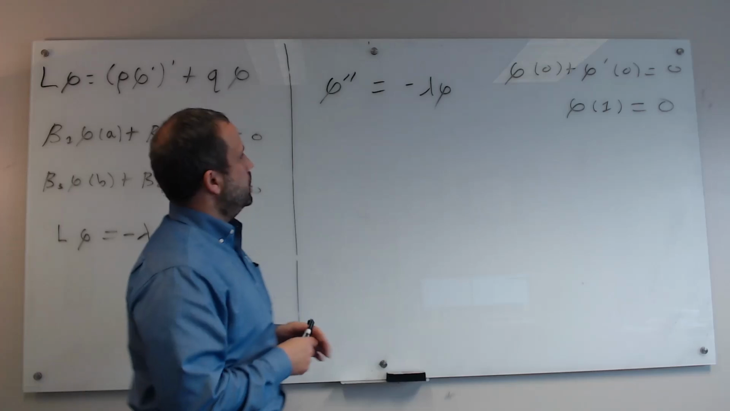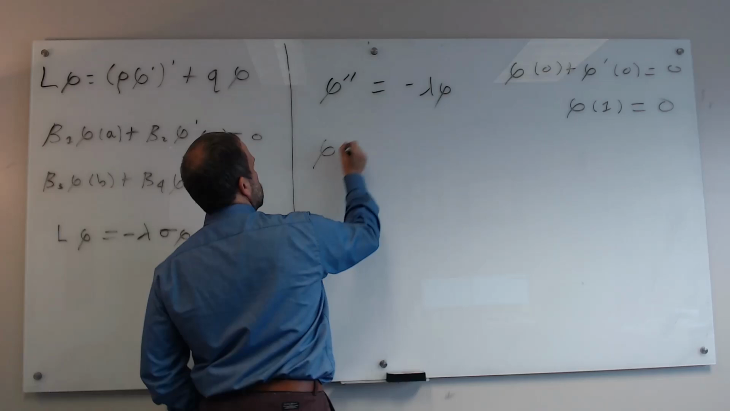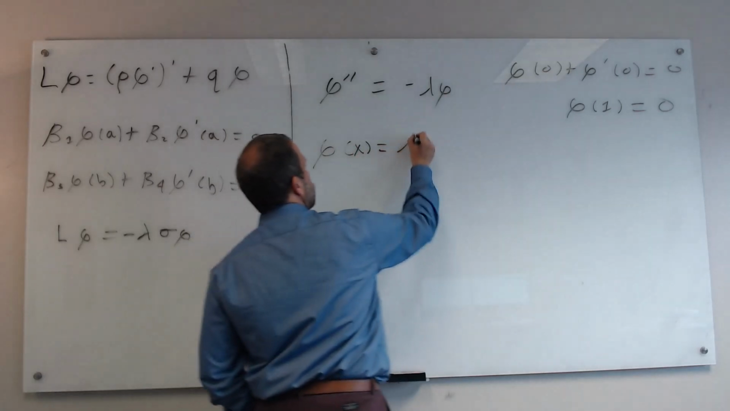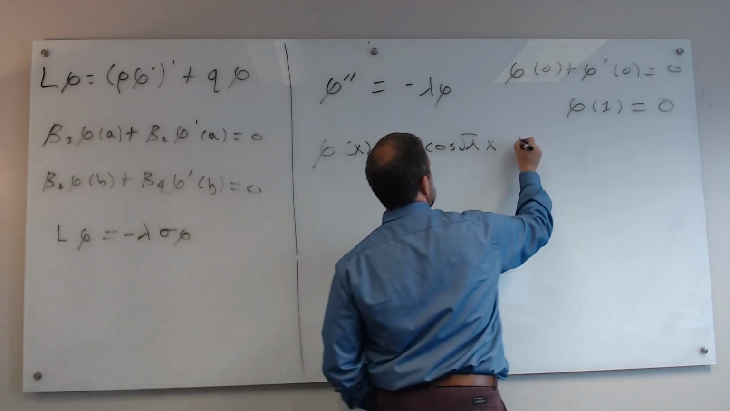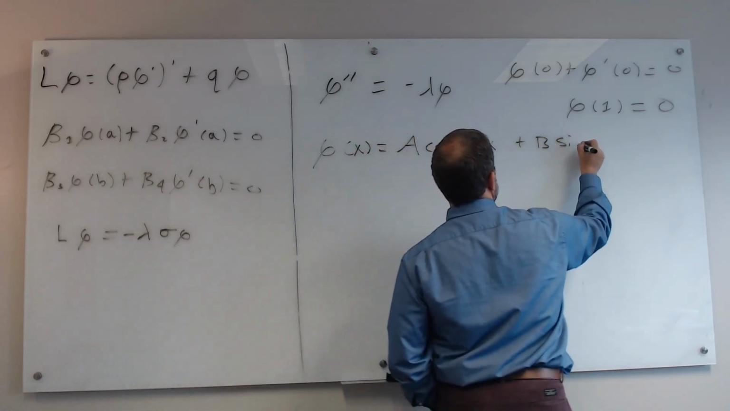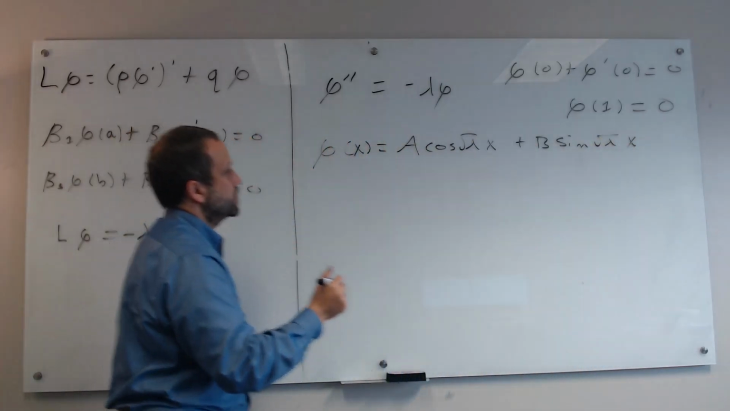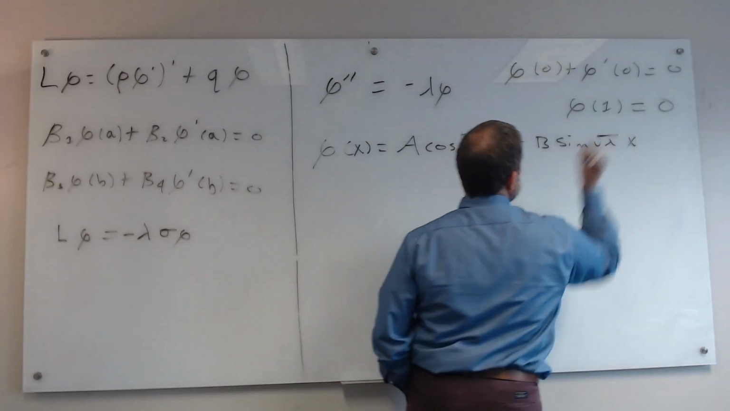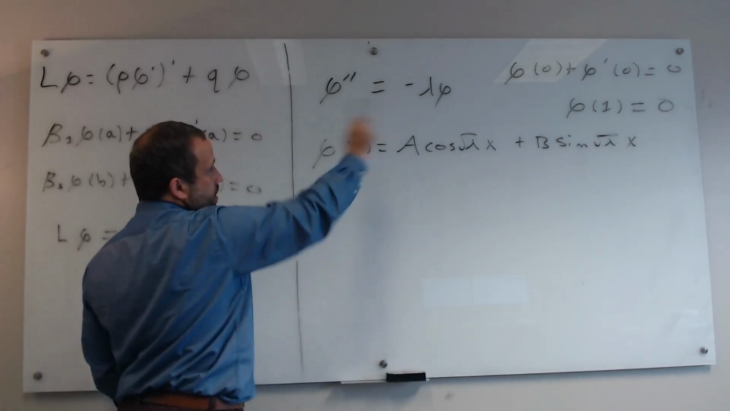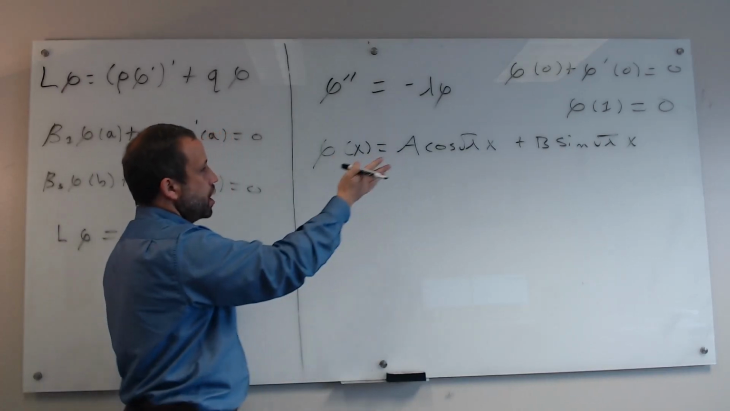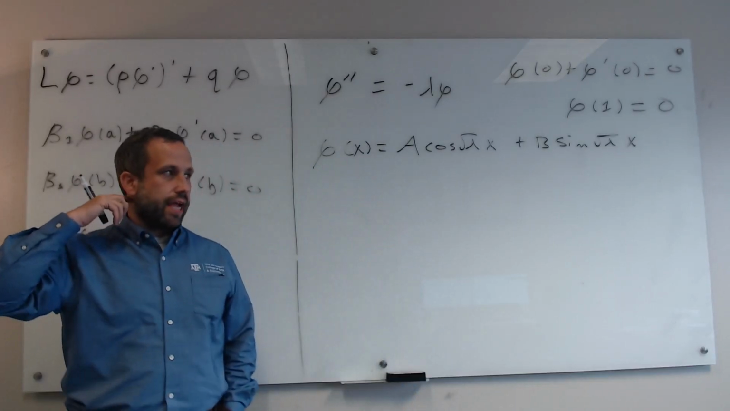Okay, so what we know then is phi of x is going to have the form a cosine square root of lambda x plus b sine square root of lambda x. If we look at the condition at 0, I'm no longer assuming that phi of 0 is negative. I only needed that for the lambda.